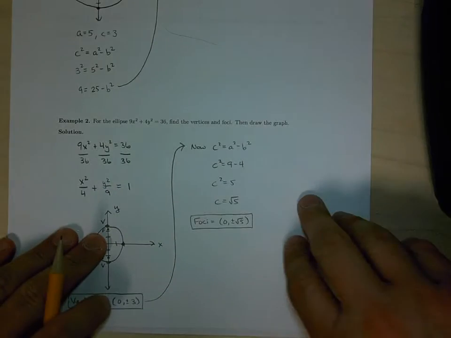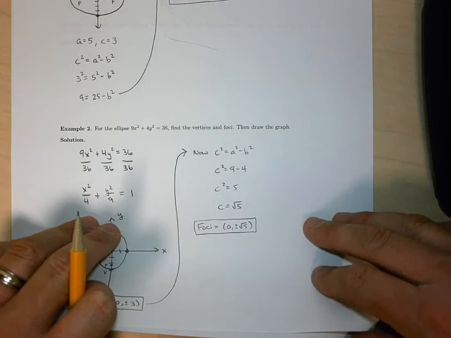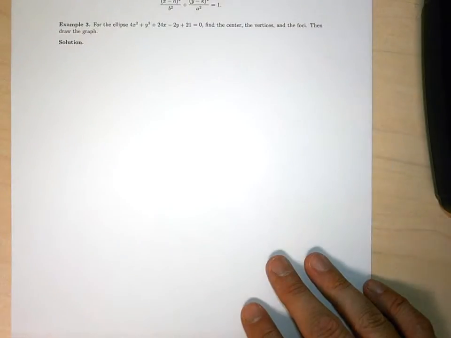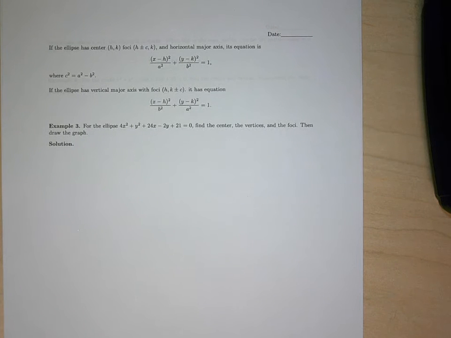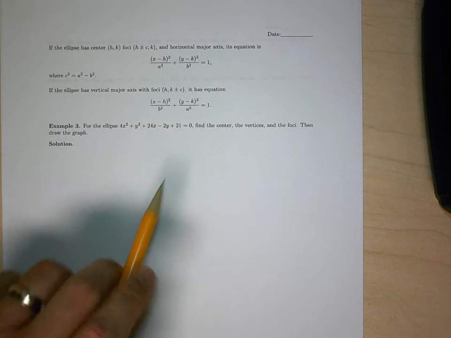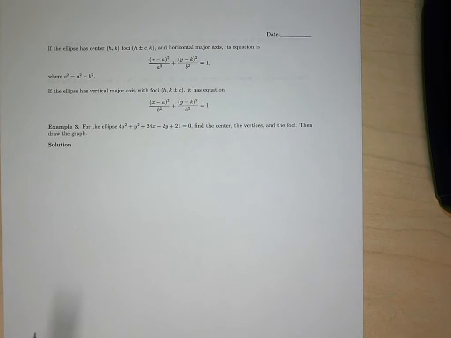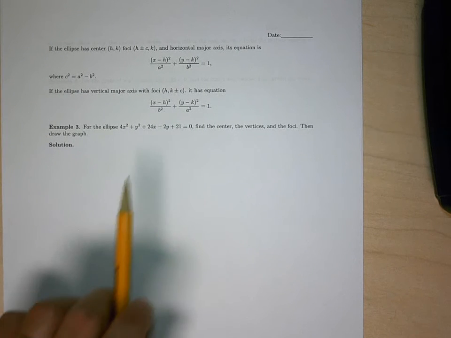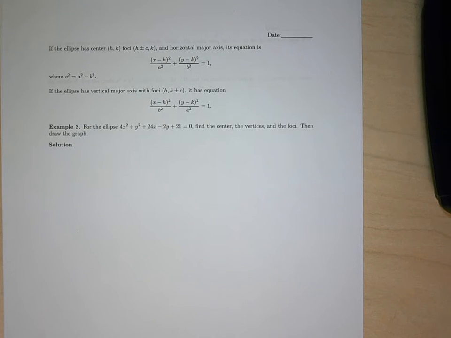Okay. So going on to the next example. We don't have to have an ellipse centered at the origin. I mean, we didn't always have circles centered at the origin. So if we're centered at (h, k), then we see x minus h and y minus k. And sometimes the equation of an ellipse is completely unorganized, like in example 3. So for this ellipse, we're going to find the center, the vertices, and the foci, and then draw the graph.